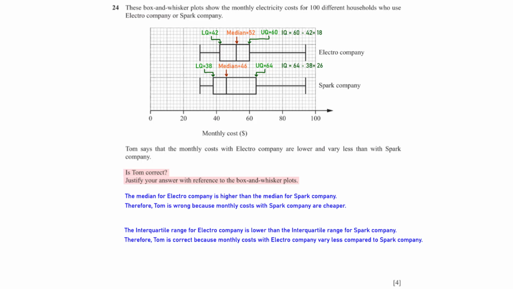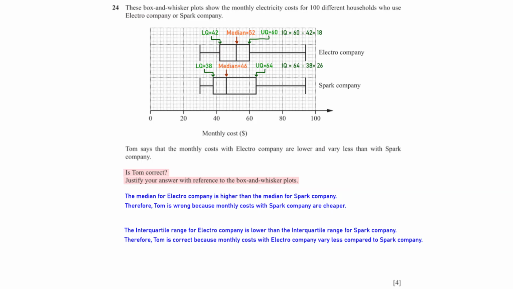From the box and whisker plots, the median for Electro Company is 52 and the median for Spark Company is 46. We see that the median for Electro Company is higher than the median for Spark Company. Therefore, we can conclude that Tom is wrong because the monthly costs with Spark Company are cheaper.